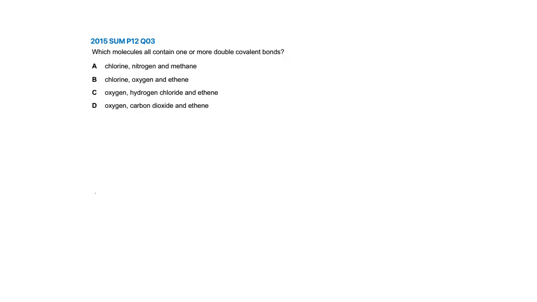And we're done. Which molecules all contain 1 or more double covalent bonds? If I take a closer look at A, it has chlorine, nitrogen, and methane. Methane is one atom I have told you guys, and we've done it in class. You guys should be familiar with this molecule. So none of them have double bonds. So it's not A.